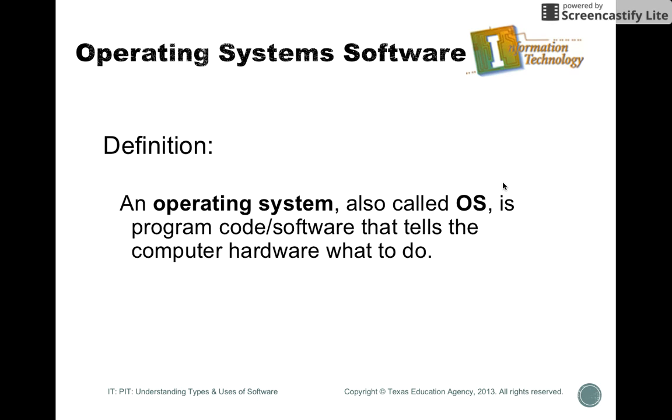So operating system software, the definition of that is that an operating system, which is also called an OS, is a program code or software that tells the computer hardware what to do. So you've heard of Windows 8, and on a Mac you've probably heard of OS names like Lion.